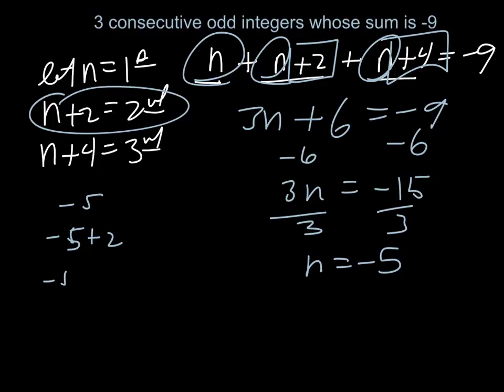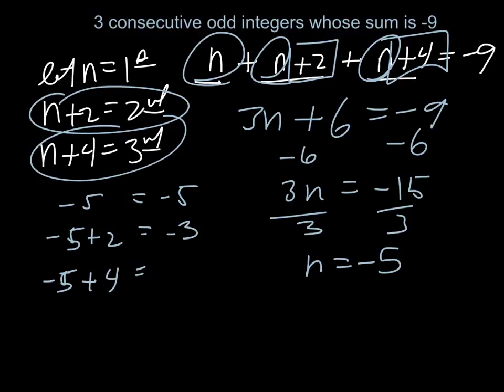My third number is negative 5 plus 4, right? It says it right there. So negative 5 is negative 5. Negative 5 plus 2 is negative 3. Negative 5 plus 4 is negative 1. Okay? So those are my three numbers.